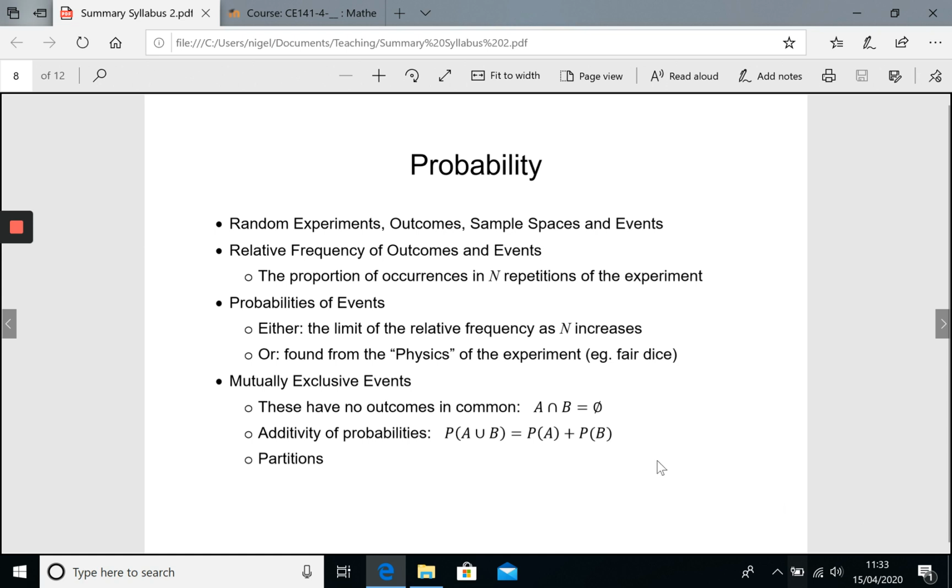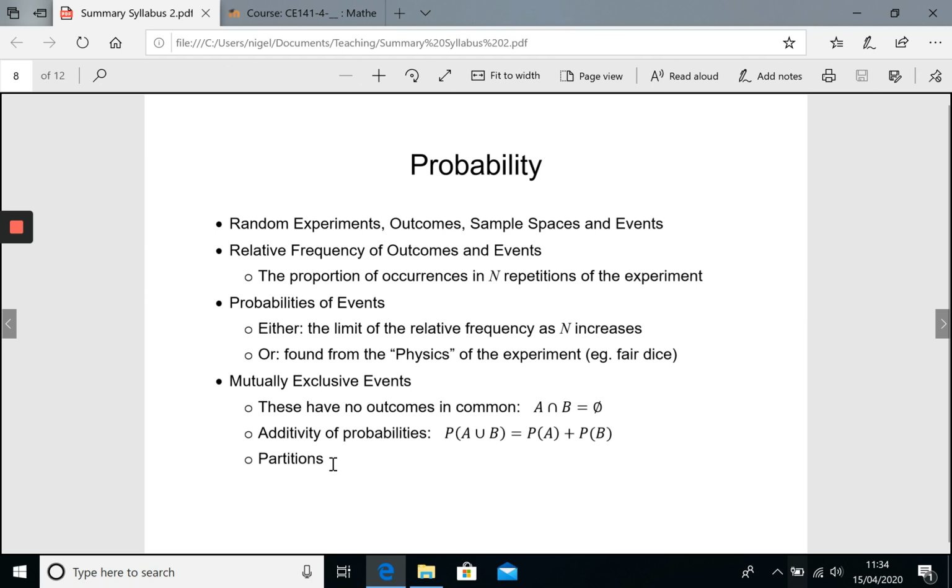This idea of adding probabilities relies on events being mutually exclusive. Two mutually exclusive events are simply events which have no outcomes in common. So thinking of them as sets of outcomes, their intersection is empty, equal to the empty set. If that's true, then the probability that one or the other occurs, the probability their union occurs, is the sum of their individual probabilities of occurring. So that's the additive law of probabilities. You can only do that if the events are mutually exclusive.